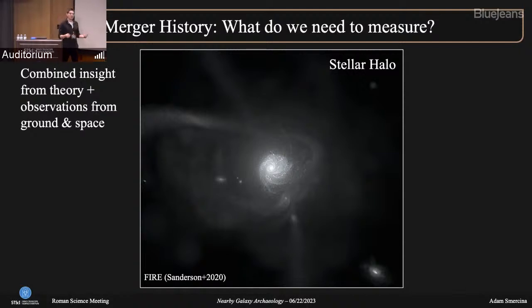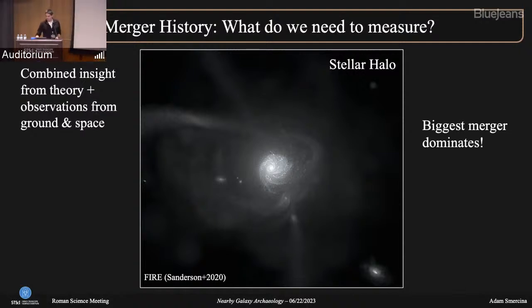And we spent the last 10 years or so combining insight from galaxy simulations like this, as well as observations from the ground and space, to really try to understand the information that we can extract from these stellar halo measurements. And the big thing that we've learned is that the largest merger that a galaxy has experienced in its lifetime dominates the measurable properties of stellar halos.